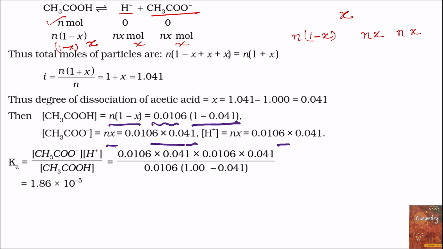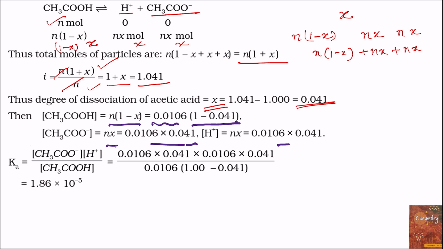So total number of particles after dissociation will be N into 1 minus X plus NX plus NX. So total number of particles will be N into 1 plus X. So value of i will be number of particles after dissociation divided by number of particles without dissociation. So N into 1 plus X divided by N, N gets cancelled, and value of i is 1 plus X, and we know the value of i. So 1 plus X is equal to 1.041. From this, value of X will be equal to 0.041.